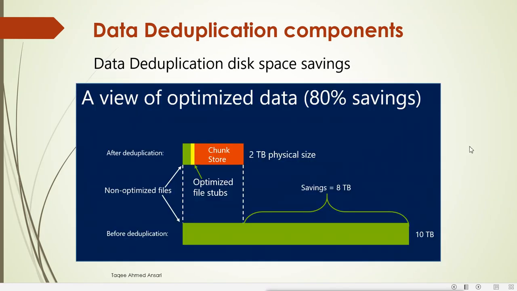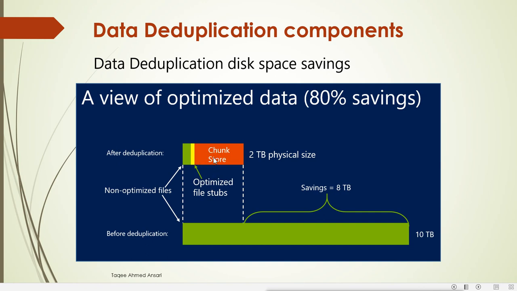Now this is the data deduplication component. This is the task which it does, saving 80%. How it will save and optimize the data to save the 80% is very simple. Suppose before deduplication you will see 10 TB of data. Then after deduplication, what will it do? It will optimize the stubs and then it will store into the chunk store.